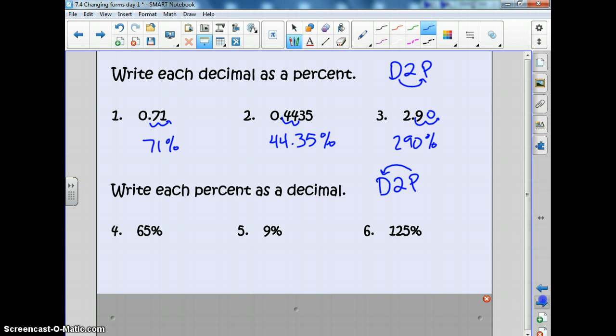Well, where is my decimal point on number 4? Noah? Where would it be if there was a decimal point there? Right behind the 5, right? So it'd be like 65.0%, so they don't put that in there. So I move my decimal to the left twice, and what would I get? 0.65. Good. Number 5. Who's ready? Olivia? 0.09. 0.09, very good. And number 6, Kate? 1.25.